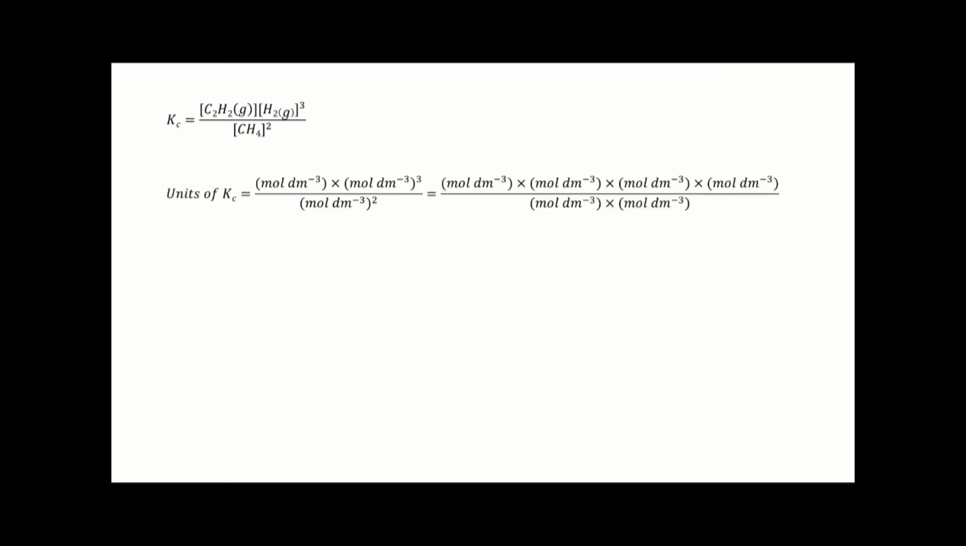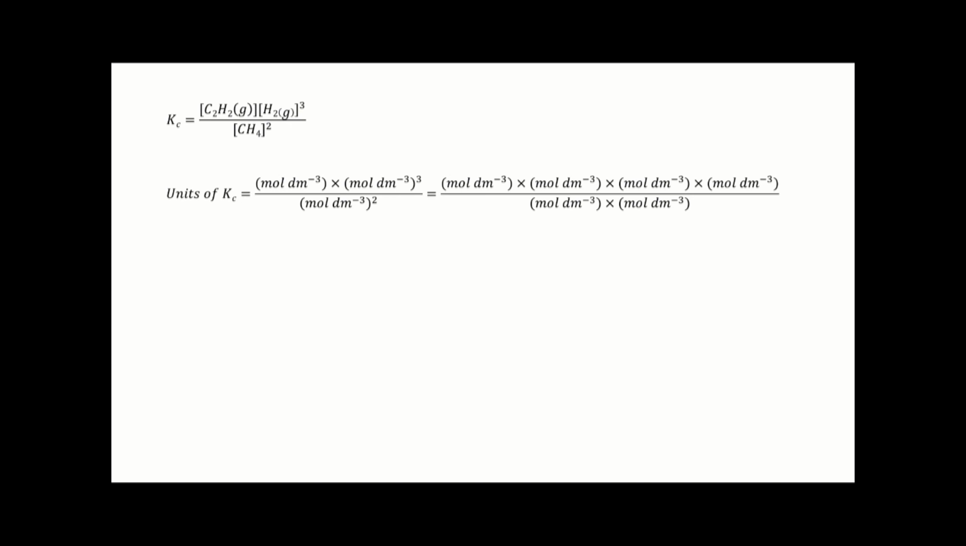A slightly more complicated version now. We have the reaction of methane to produce ethine and hydrogen gas. You can see that this time C2H2 is going to give us moles per decimeter cubed. The concentration of hydrogen has to be cubed, and the concentration of methane has to be squared. So we're going to end up with moles per decimeter cubed on the top, and we're going to end up with moles per decimeter cubed squared on the bottom.